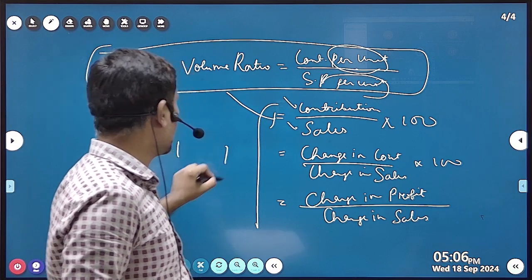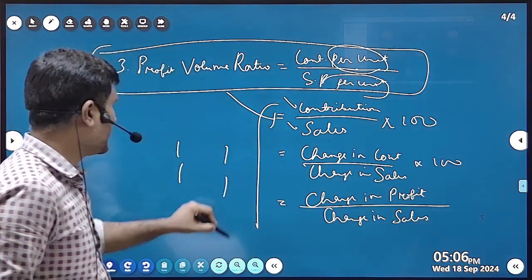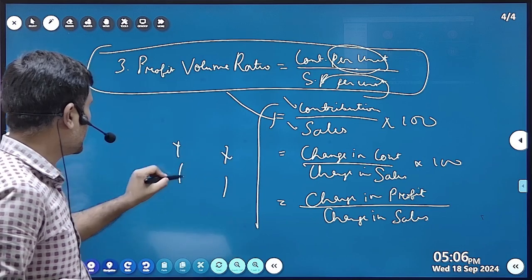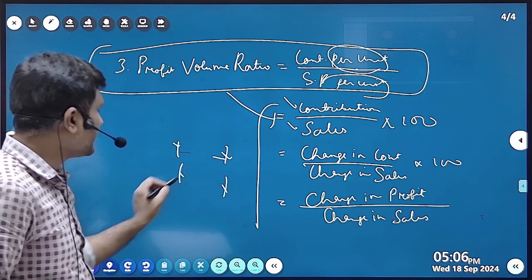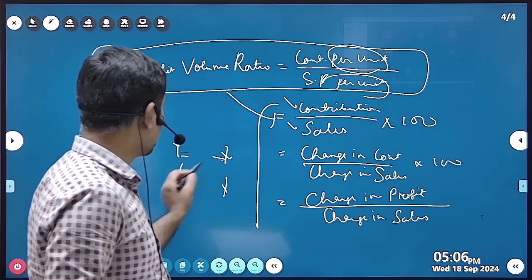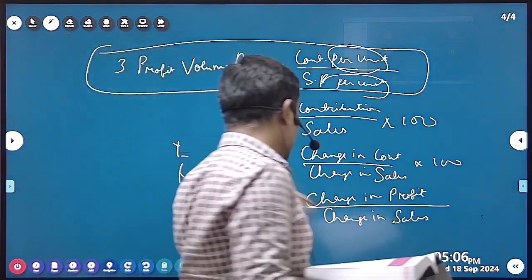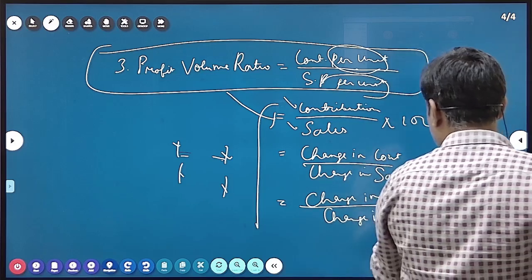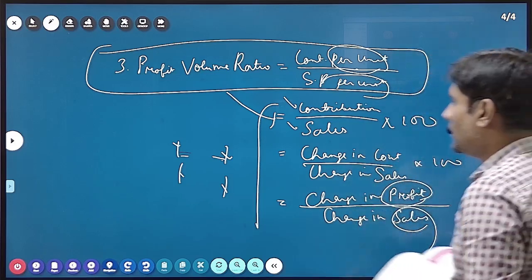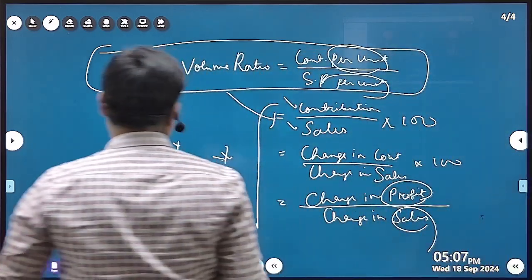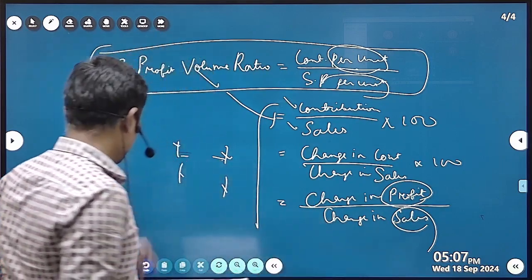Contribution of two different years are given along with sales of two different years, year 1, year 2. Then we subtract them: change in contribution by change in sales. Then if profit and sales are given, then this is the formula. So these are all derived formulas. The main formula is this that you need to know.